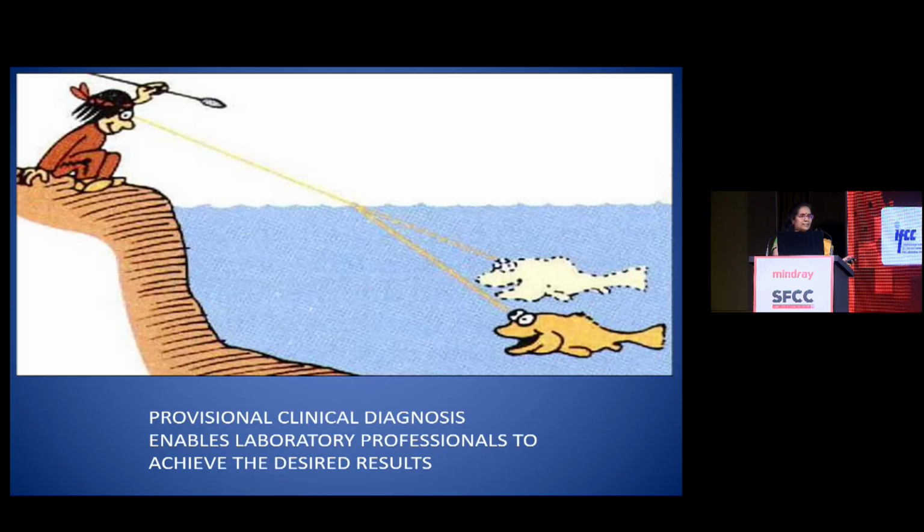This is the most important slide I want to talk about, because we have a few clinicians here. Provisional clinical diagnosis enables laboratory professionals to achieve the desired results. Most clinicians think when we ask about the history, that we want to manipulate the values. It's not so. Our strength is our IQC, our EQAS. It is just to correlate with the clinical history, and never to take the history as such and manipulate the results.